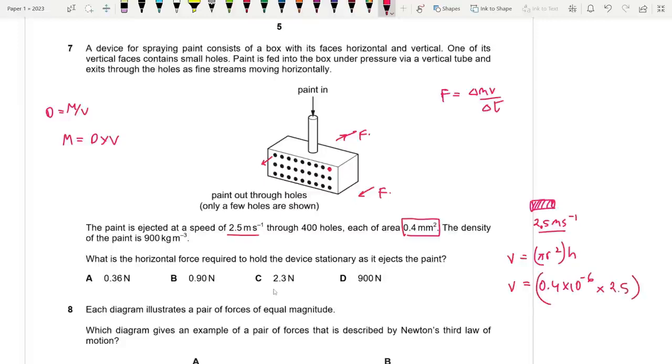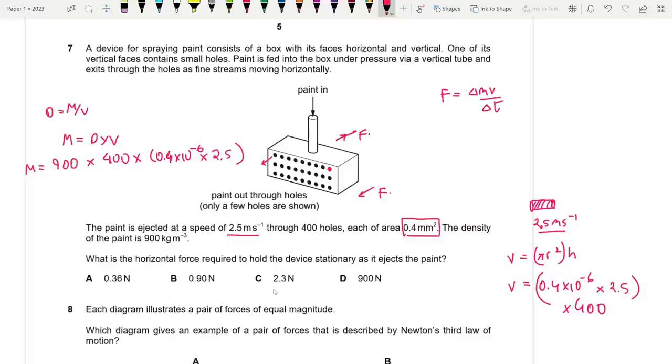That's your volume for one hole, and you have 400 holes, so that will be multiplied by 400. So the ultimate mass will be the density, which is 900, times 400, times 0.4 into 10 to the power minus 6, times 2.5. So that gives you this answer of mass.